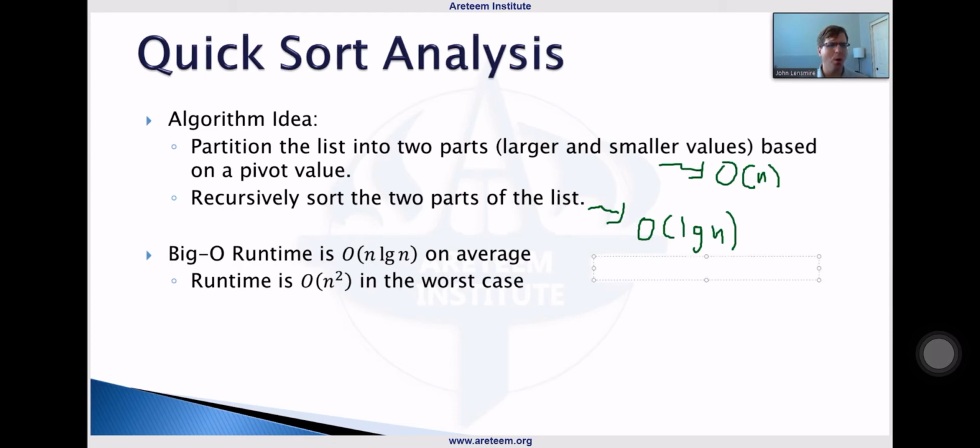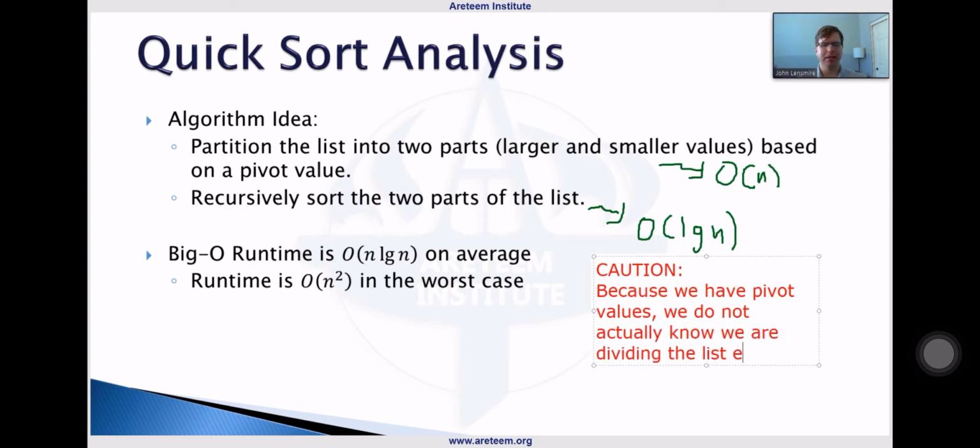What is our caution though? What is the issue when we're dealing with quicksort here? Because we're using pivot values, we don't actually know we are dividing the list equally into two parts. When we were doing merge sort, how did we divide it into two pieces? Well, we just cut it literally in half. Maybe they were odd and even if we had an odd number to start with, but in general we did our divide by 2. Here's the one portion you now sort, here's the other portion. That definitely is a log n, dividing into two equal pieces each time.